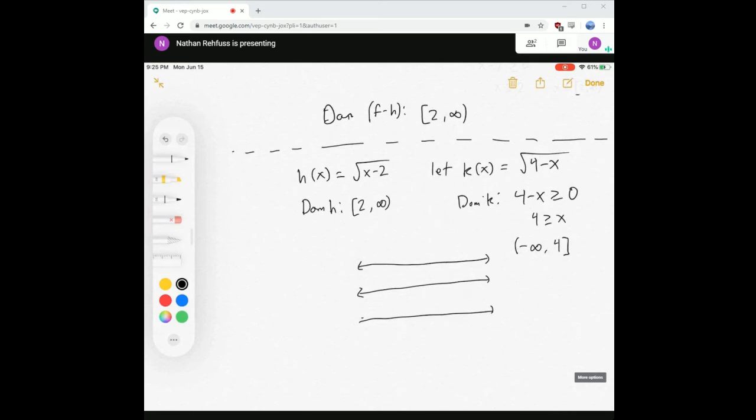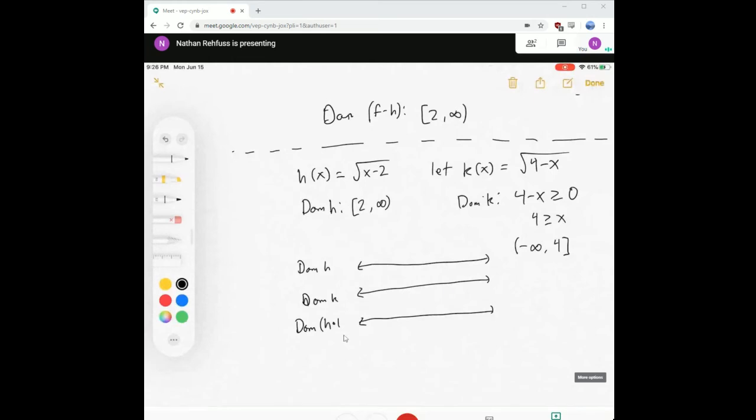This one will represent the domain of H. This one will represent the domain of K. And this will represent the domain of H plus K. Let's say that's what we're, or you know what? Let's say it's H times K. We haven't done times yet. So this one's the domain of H times K. That's what we're trying to find.